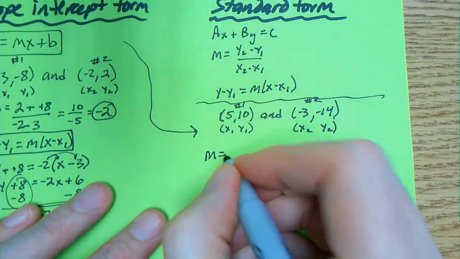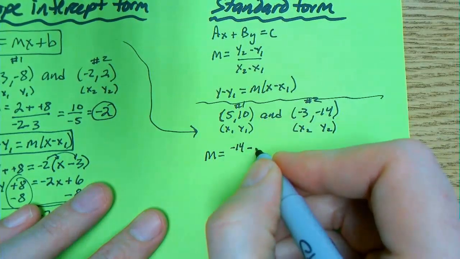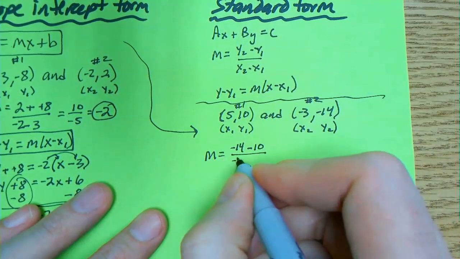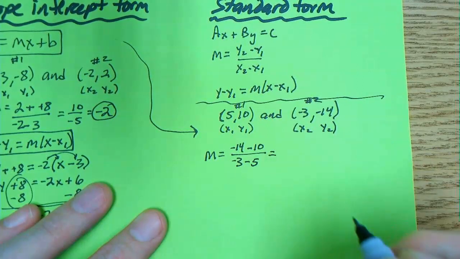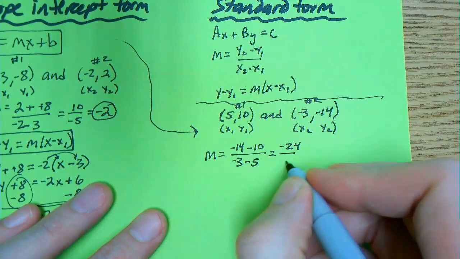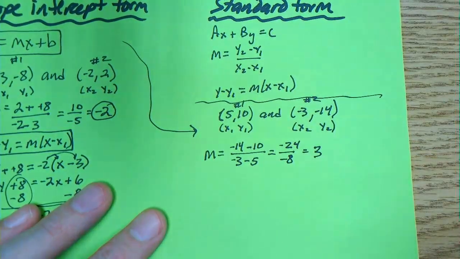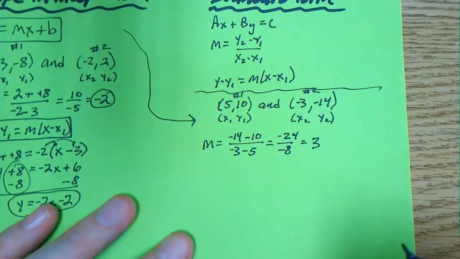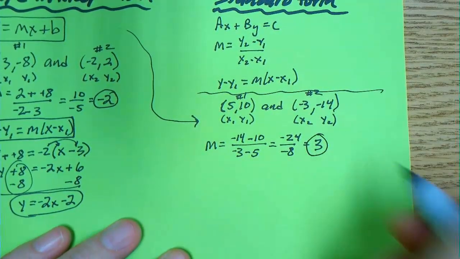So our slope, y2, that's negative 14, minus 10 over negative 3 minus 5. That gives me negative 24 over negative 8, and that gives me 3. Remember, negative divided by negative is a positive. Now we're going to use point-slope form again, so that's our m. This is what we calculated, right?